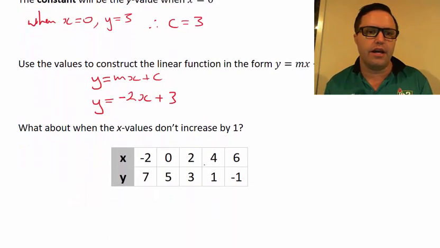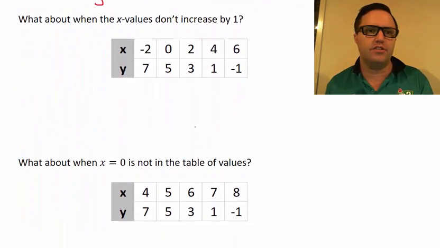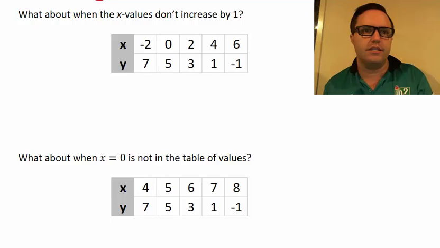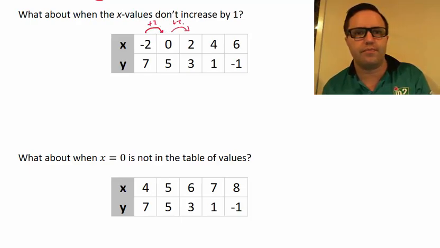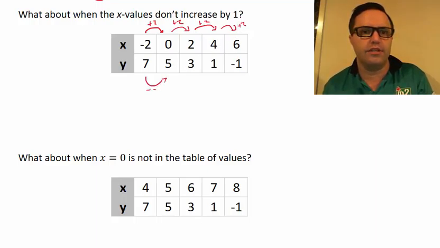Okay, now there's two little issues that I want to go through where things can be a little bit different. Okay, so what about when the x values don't just increase by 1? As you can see here, I haven't changed the y values, but I've made a new function by changing the x. So x is now going up by 2 each time. Okay, and our y value is decreasing by 2, as you can see from before.